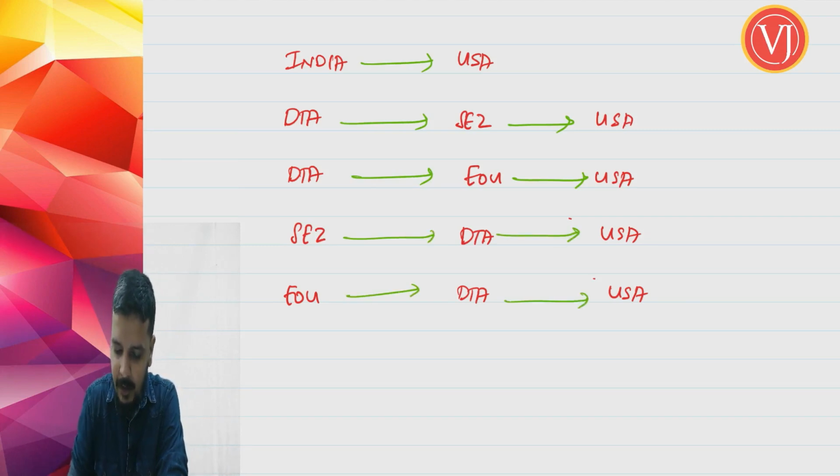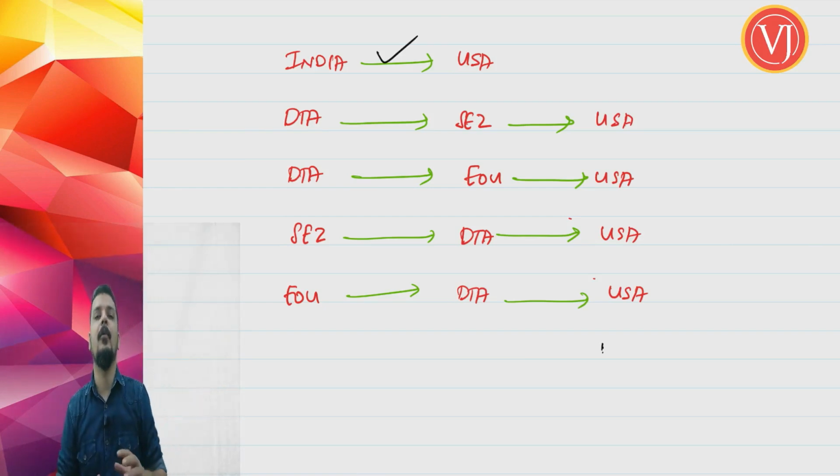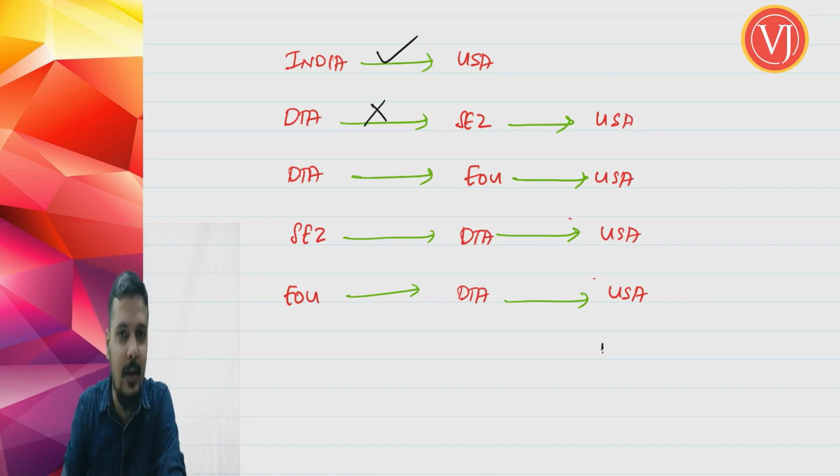I am combining many points and we are discussing in a very simple way. Friends, if it is India to USA, it is eligible. DTA to SEZ, not eligible. It may be treated as export for all the other export benefits, but not for MEIS. Normally, this is treated as export for all the other export benefits, but not for MEIS.